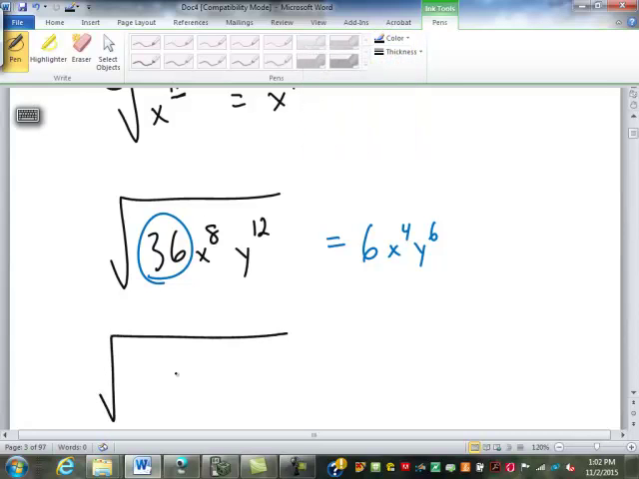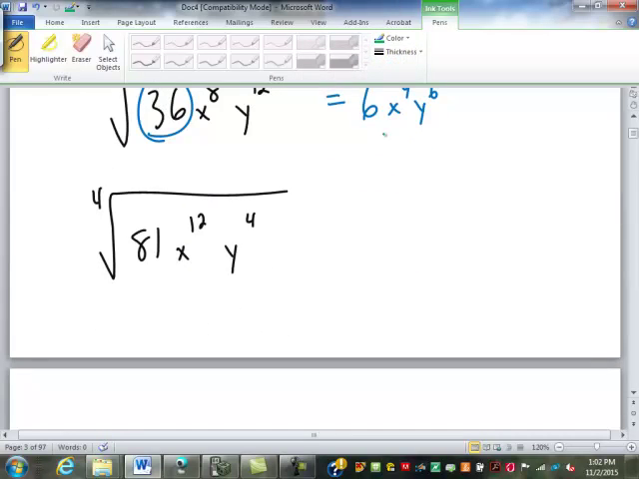So how about this? What's this going to become? 3x to the 3rd y. 3x to the 3rd y. Good, because guys, stick with me. The 4th root of 81 is 3.